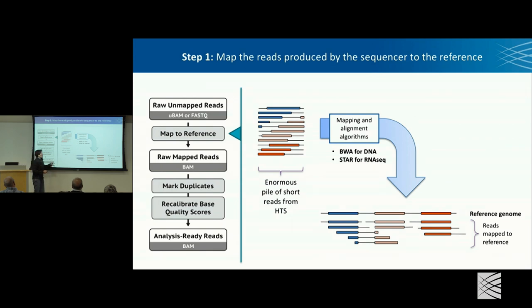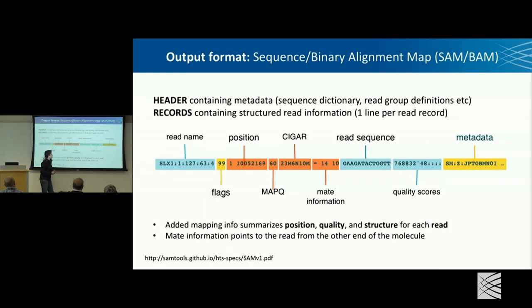So this, and I'm not going to go into the algorithms themselves, but this is going to produce a file where I have mapping information. And it looks like this. This is how it's structured. So in my SAM file or BAM file, that stands for sequence alignment map or binary alignment map. The BAM is just a compressed version. If you've heard of CRAM, that's the same information that's compressed in a different way.